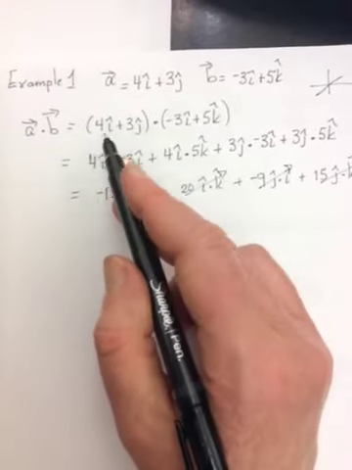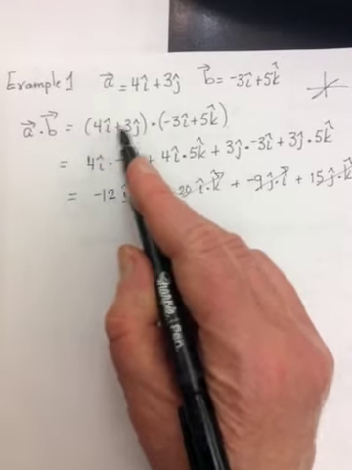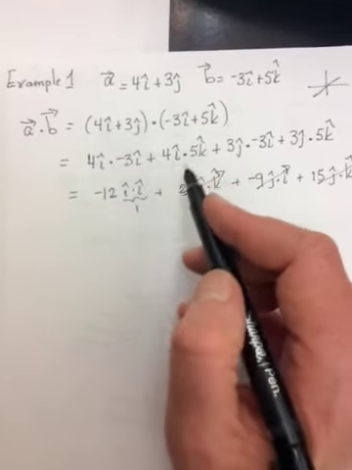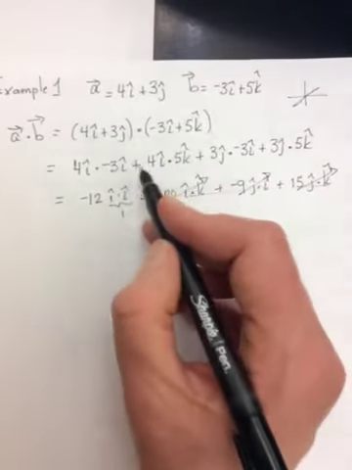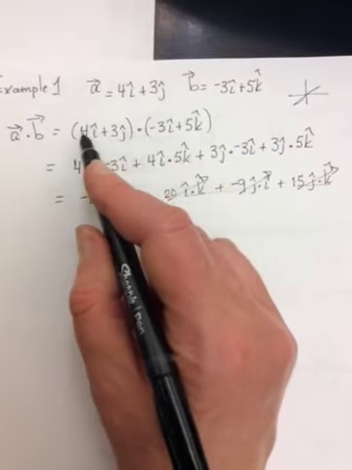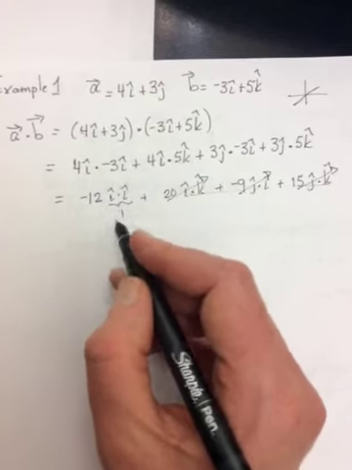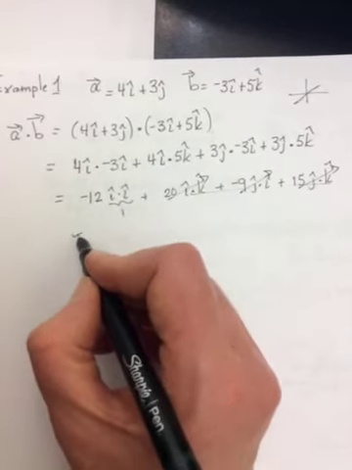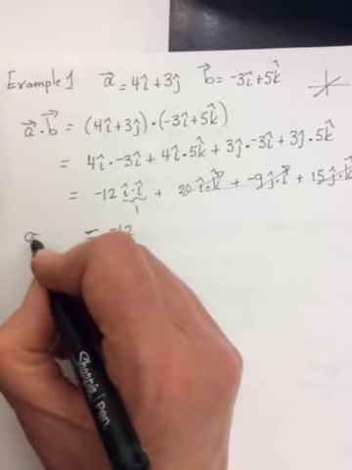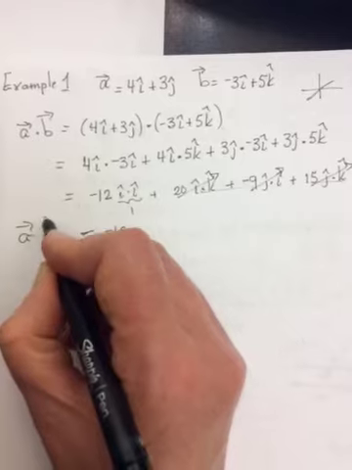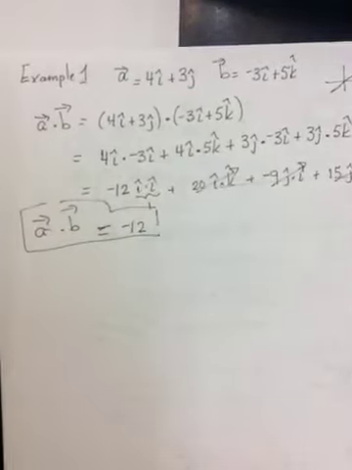So when you're dotting, the only terms that survive are the ones that dot the i's with the i's, the j's with the j's, the k's with the k's. I wrote all these out, but really I could have just done the very first term. 4i times negative 3i gives me negative 12 i dot i. The final answer here is negative 12 because it's a scalar, no vector direction.